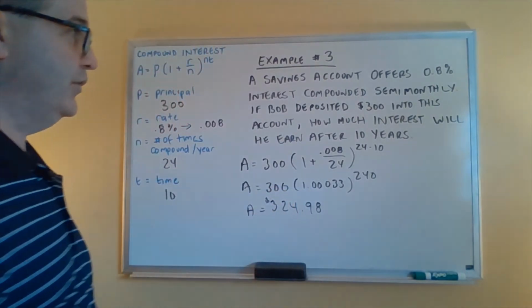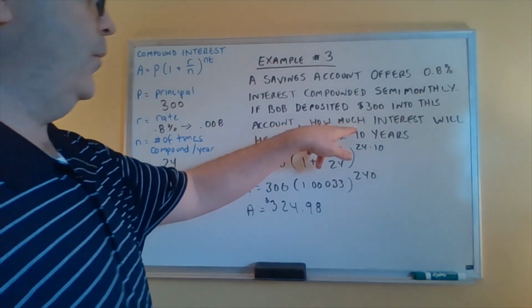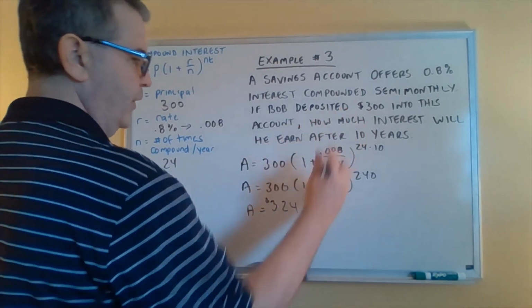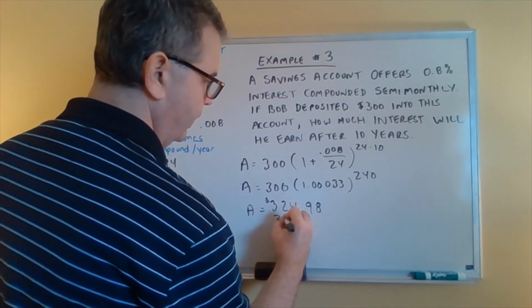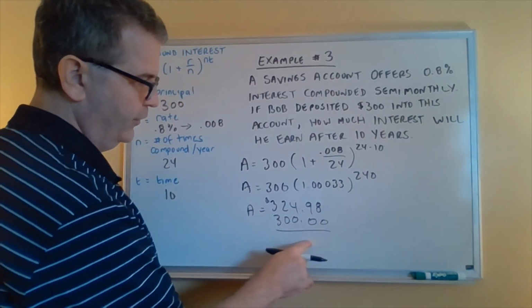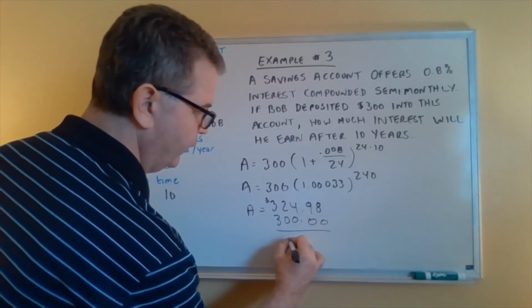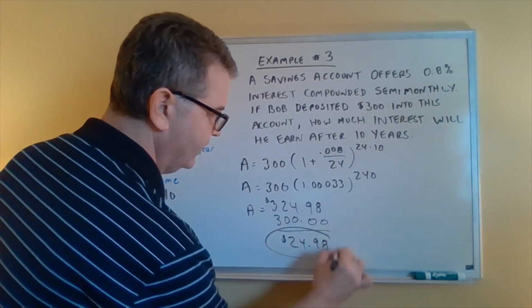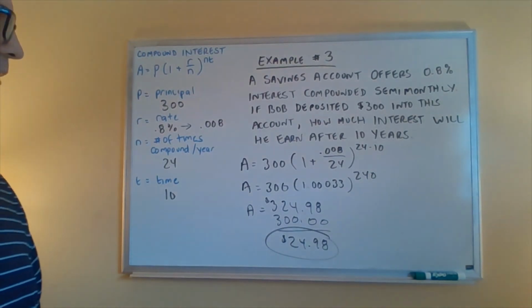But that's not what the question asked us. It asked us how much interest will he earn. So if we started off with $300 and we ended with $324.98, how much did we earn? We earned $24.98 interest after 10 years.